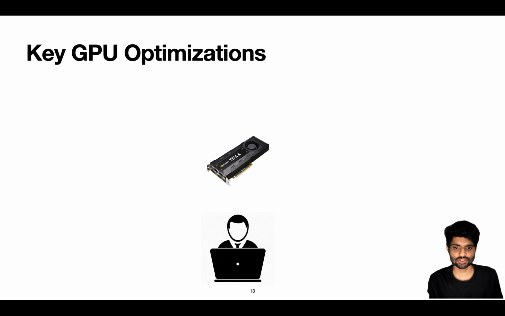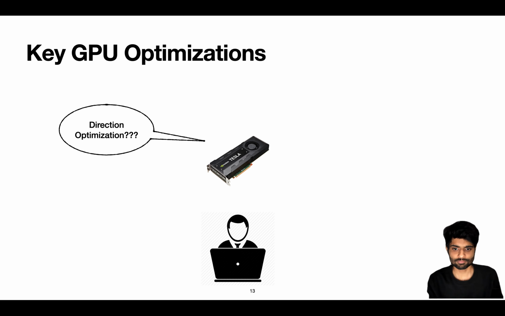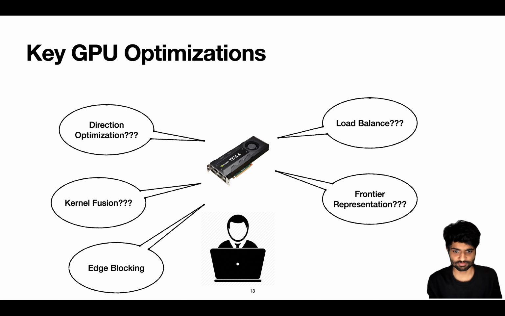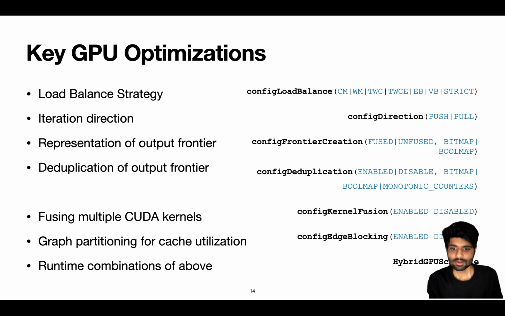While generating code for GPUs, the user has to answer a lot of questions, like whether the code will use direction optimization, whether it will use kernel fusion, whether it will block the edges for cache optimization, what kind of load balance strategy will be used, what kind of data representation will be used, and so on. We identified the following 6 key decisions that are critical for performance on GPUs and exposed them to the user in the scheduling language to the functions on the right.